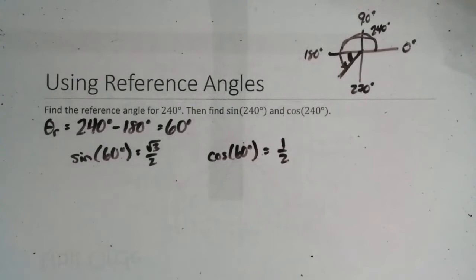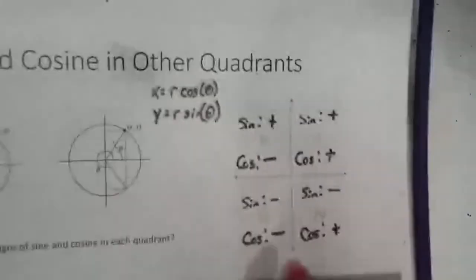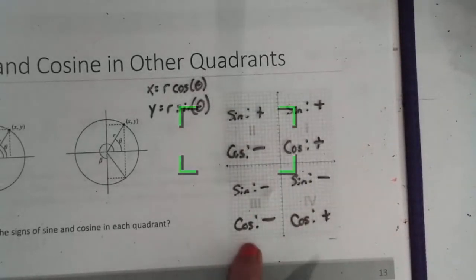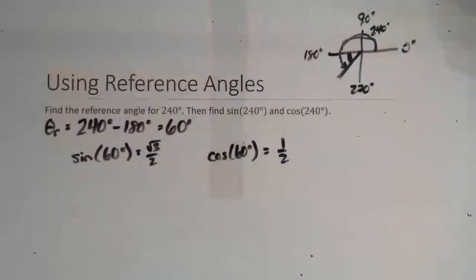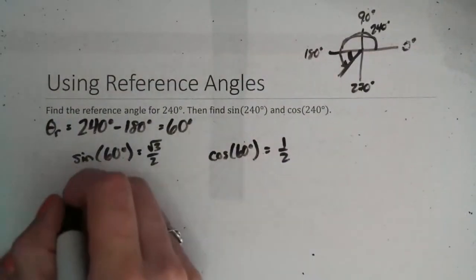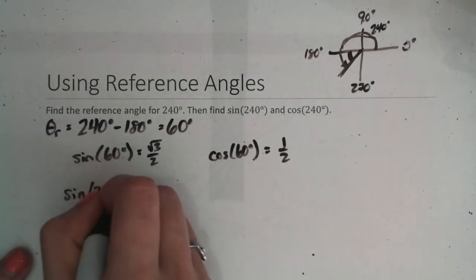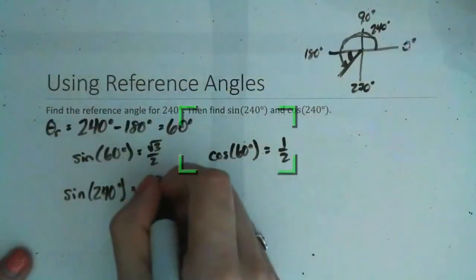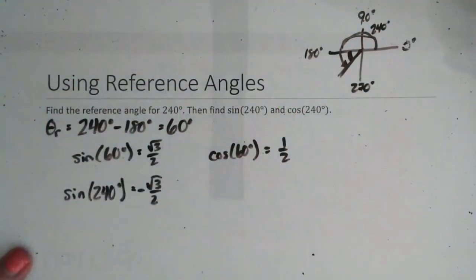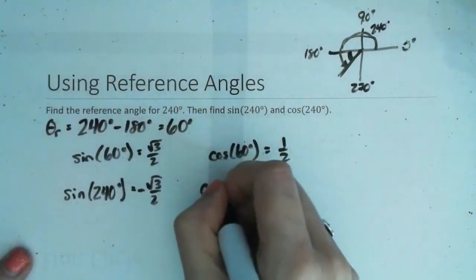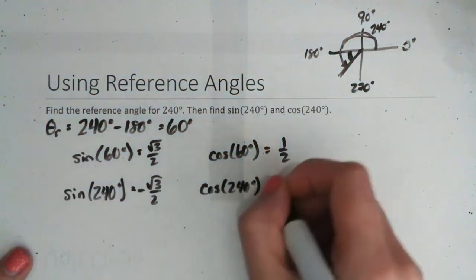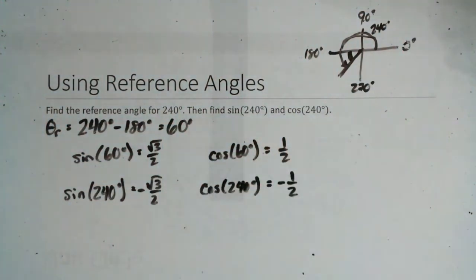But remember, these values only give us the numerical values. We need the correct signs as well. So remember that we said if we're in quadrant 3, both sine and cosine are negative. And that's because both our x value and y value are negative down there. So the sine of 240 degrees is going to be the square root of 3 over 2, but negative because we're in quadrant 3. And the cosine of 240 degrees will be negative 1/2. It's the 1/2 because of the reference angle. It's negative because we're in quadrant 3.